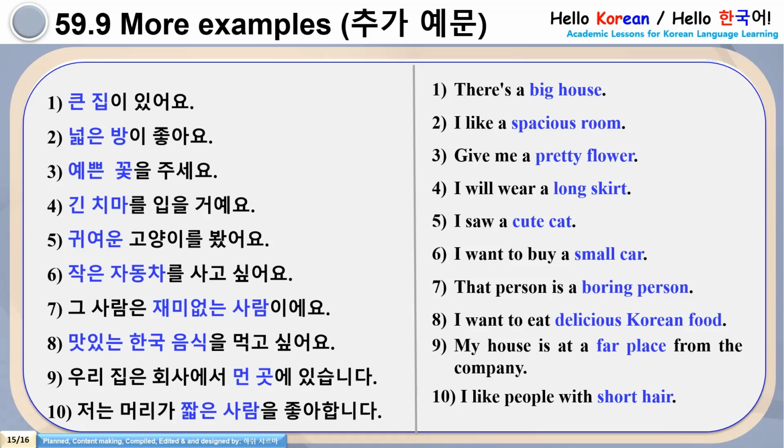Number 7. 그 사람은 재미없는 사람이에요. Number 8. 맛있는 한국 음식을 먹고 싶어요. Number 9. 우리 집은 회사에서 먼 곳에 있습니다. Number 10. 저는 머리가 짧은 사람을 좋아합니다. So if you compare the Korean and the English sentences, you can say number 1, 큰 집 is big house. Number 2, 넓은 방 is spacious room. So this is the way how we can use this grammar practically in the sentences.